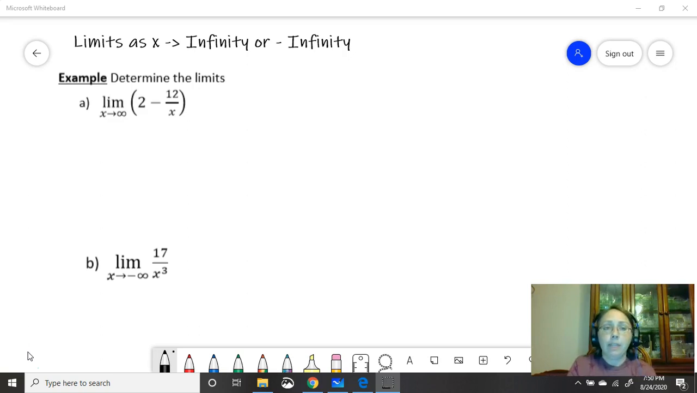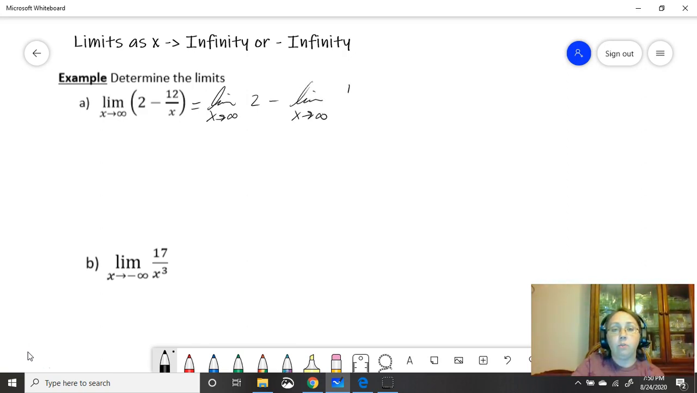All right, limit as x goes to infinity. How do we take the limit of two terms? If you recall, we can break it up and take the limit of each term separately. So this is the limit as x goes to infinity of 2 minus the limit as x goes to infinity of 12 over x. Okay, break it up. So what do you know about the limit of 2?